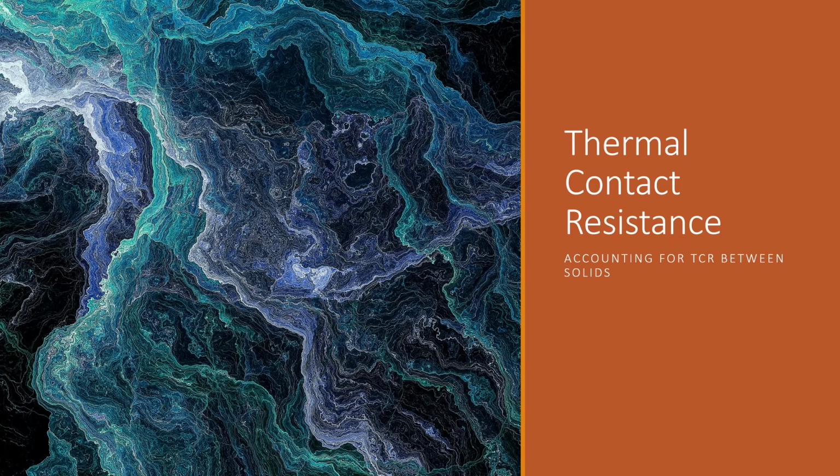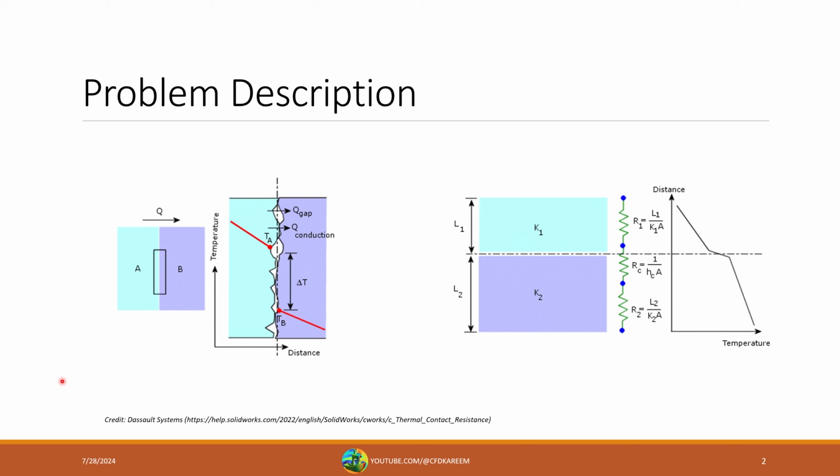Hello everyone. Today I just have a quick tip and trick for you for setting thermal contact resistance when you're analyzing conduction between two solids in Ansys Fluent. Thermal contact resistance arises because we never have perfectly flat and smooth materials.